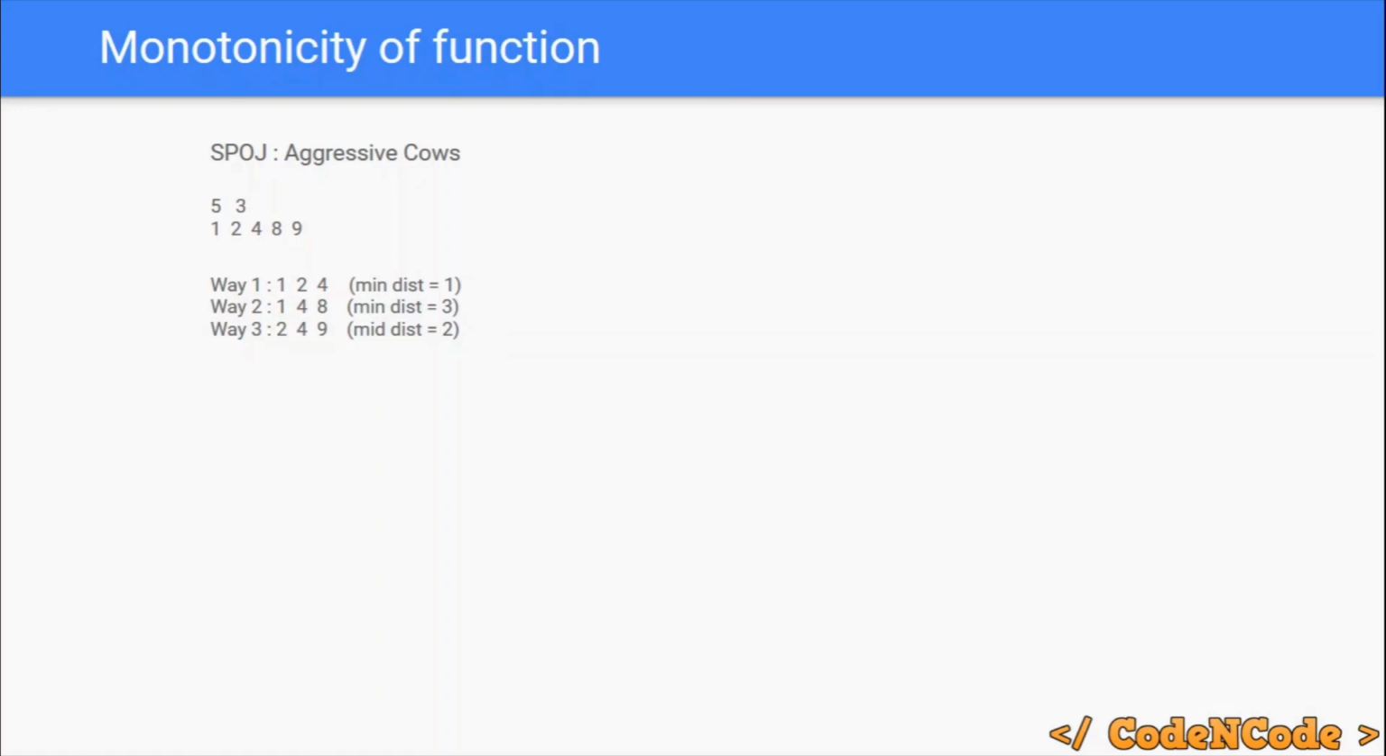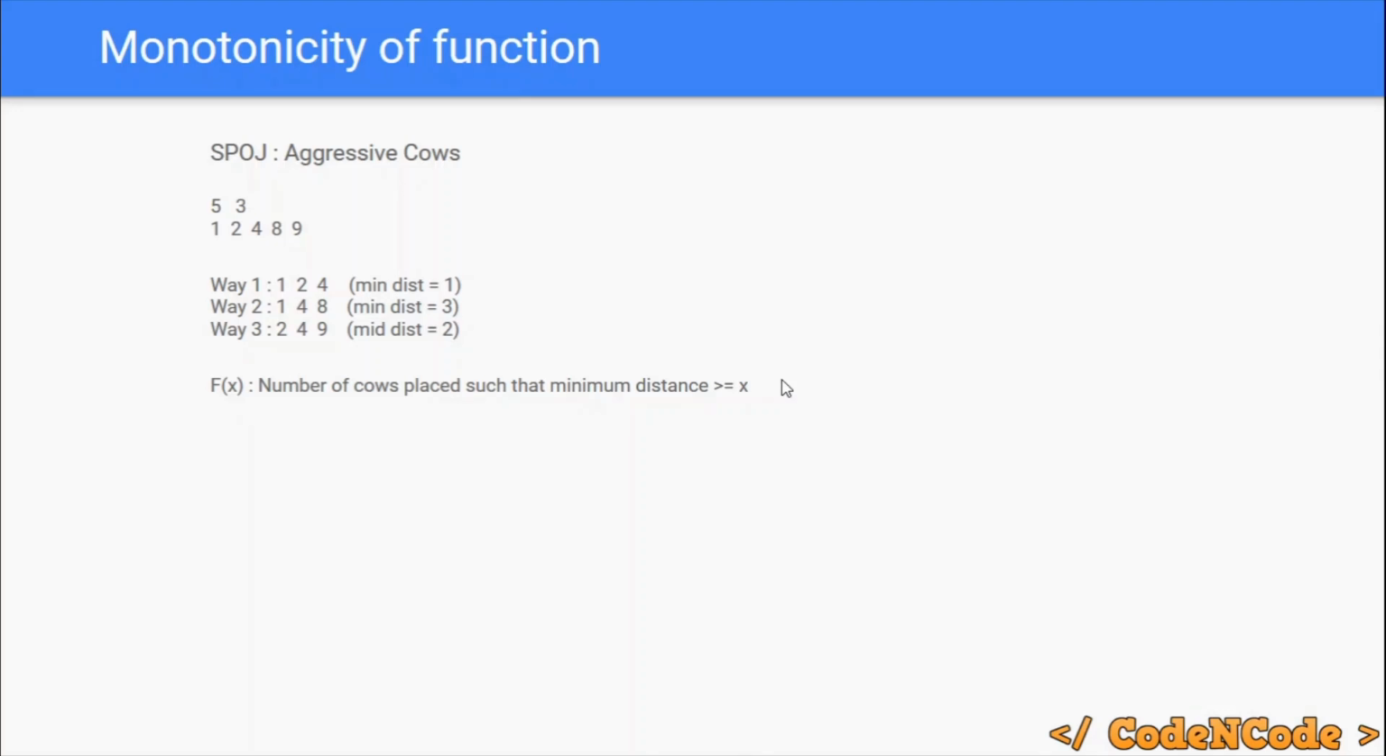The first important observation is that we need to maximize the minimum distance between them. So we'll define a function using this fact, using minimum distance, because we'll apply binary search on minimum distance. So I define a function f(x) as the number of cows we can place such that the minimum distance is greater than or equal to x.